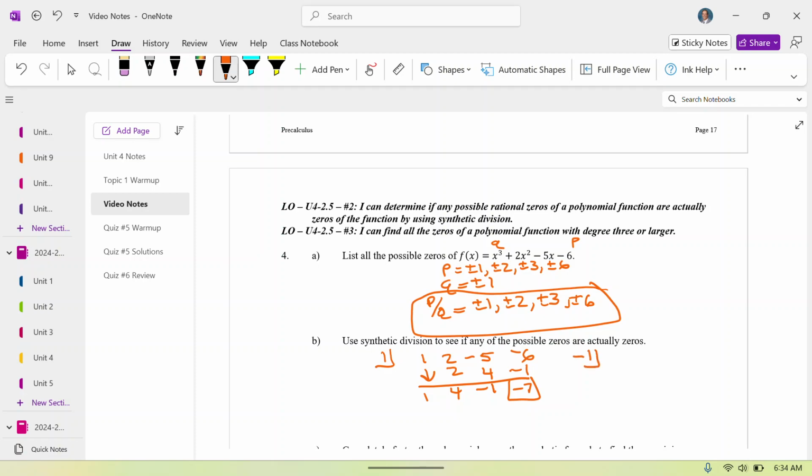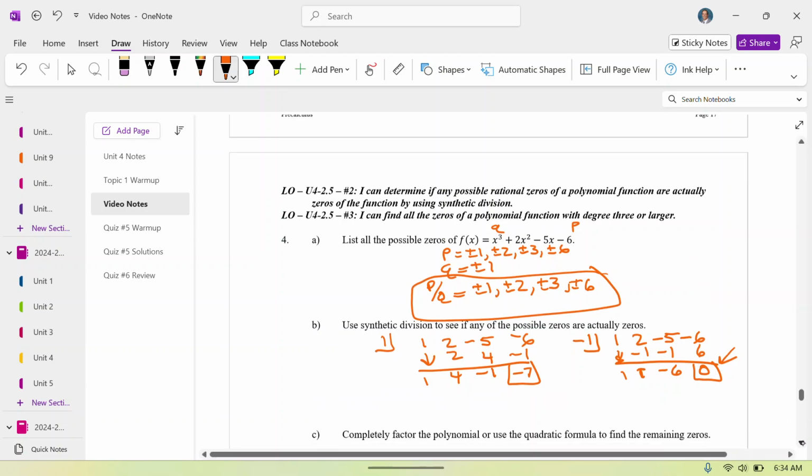So try -1. I'm just going to keep trying until one of them works. One of them gives me a remainder of 0. 1, -1, -6, 6. Notice, so now this means it's a 0. So -1 is one of the answers.